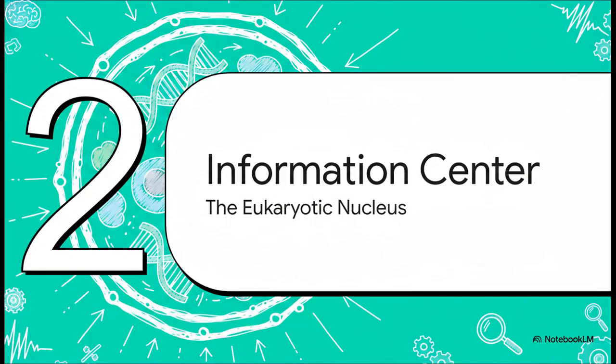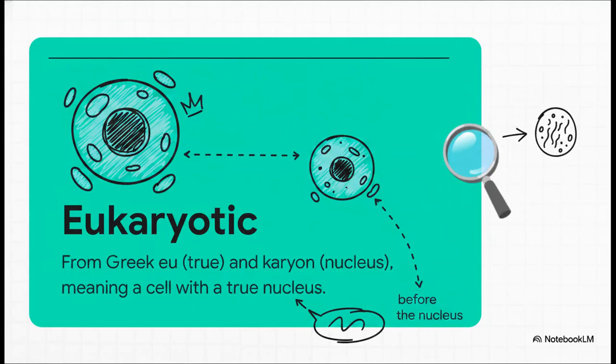Let's move to Module 2, the Eukaryotic Information Center. We are zooming right into the heart of the cell now. First off, let's pin down a foundational definition. The word eukaryotic comes from the Greek eu meaning true and karyon meaning kernel, or in this context, nucleus. So a eukaryotic cell literally means a cell that possesses a true nucleus. This is the exact opposite of prokaryotic bacteria, which evolved before the nucleus and just have their DNA floating around freely. That true nucleus, it is the hallmark of complex life.